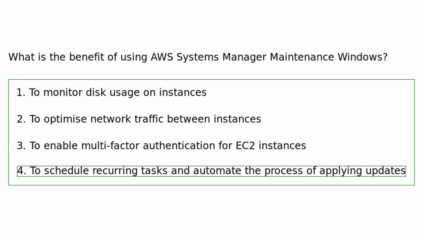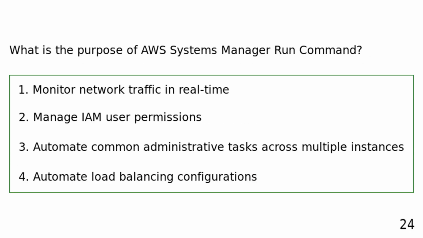AWS Systems Manager maintenance windows allow users to schedule recurring tasks and automate the process of applying updates to reduce manual intervention and ensure consistent maintenance. What is the purpose of AWS Systems Manager Run command? Monitor network traffic in real time. Manage IAM user permissions. Automate common administrative tasks across multiple instances. Automate load balancing configurations.